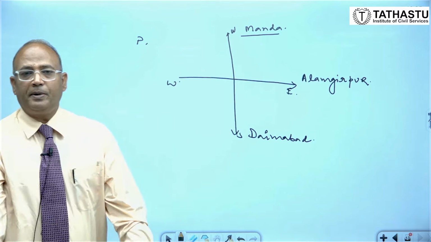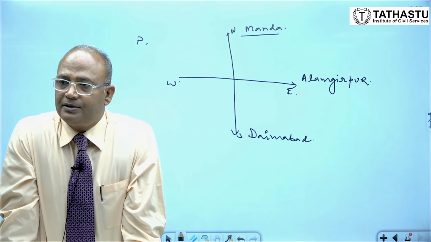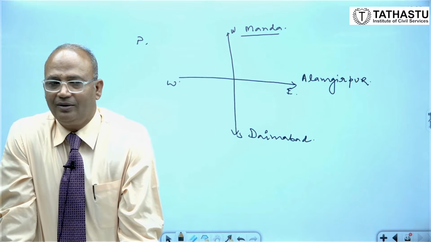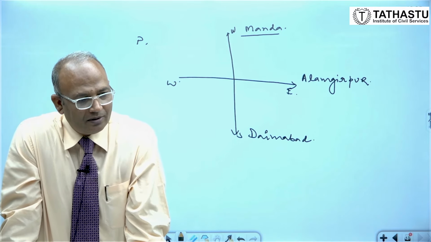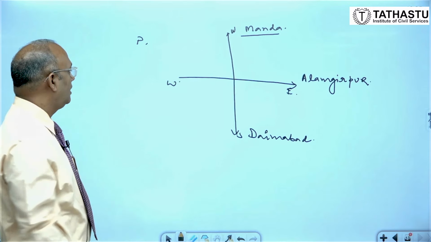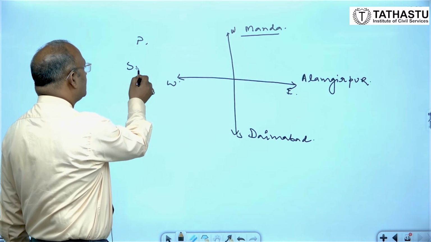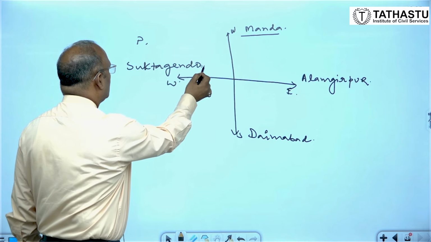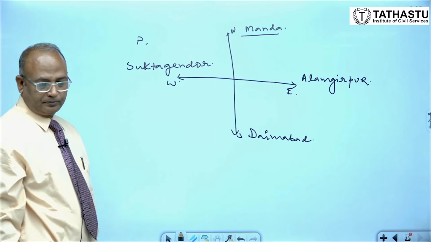Daimabad is not only part of Jorve culture, but basically it belongs to Harappa as well as Jorve culture. And the western side is Sutkagendor.